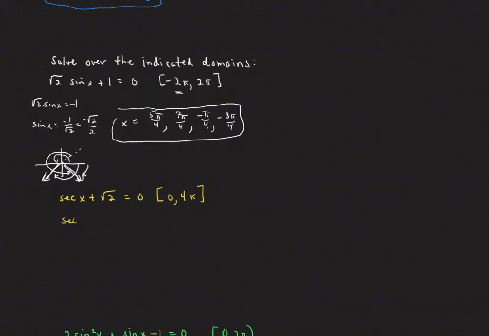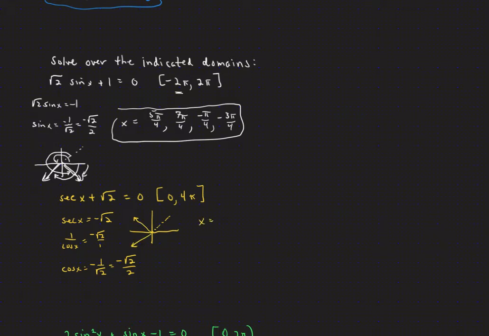So if we solve the secant one, we're going to subtract the square root of 2 to the other side. We recognize secant is 1 over the cosine. So if we take its reciprocal, that becomes a -1 over square root of 2, which when we rationalize it is negative square root of 2 over 2. Now we know that the reference angle, cosine, is a positive square root of 2 over 2 in quadrant 1, again at pi over 4. Cosine is going to be negative in quadrants 2 and 3.